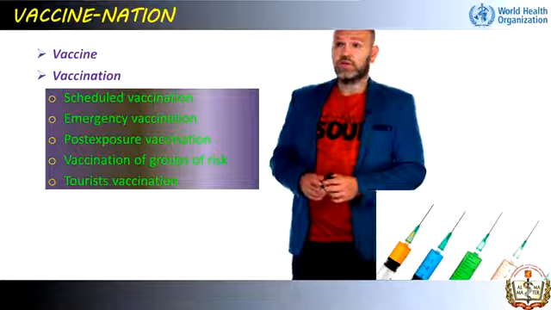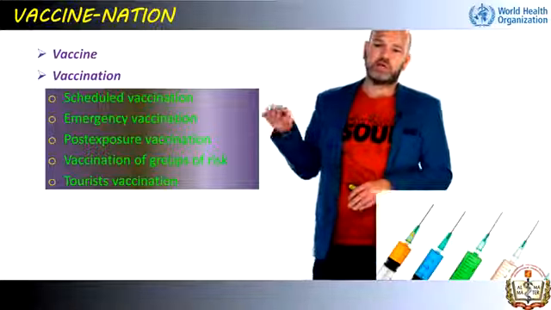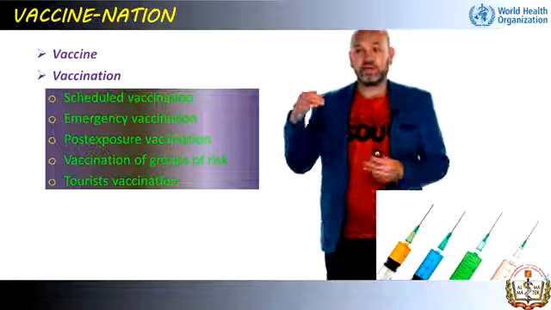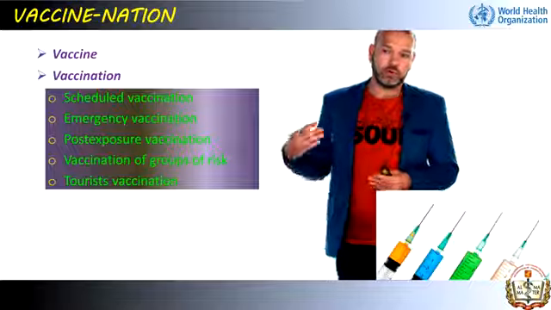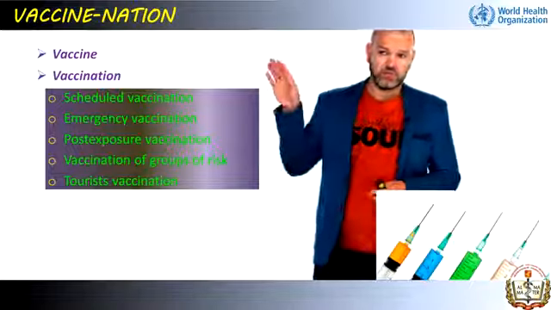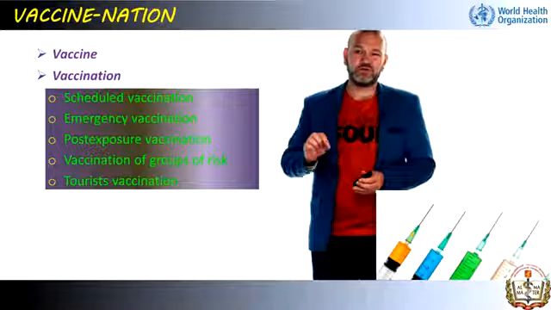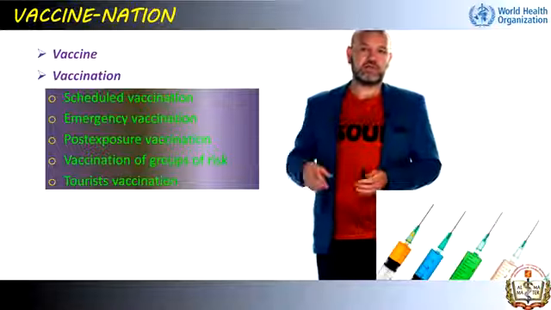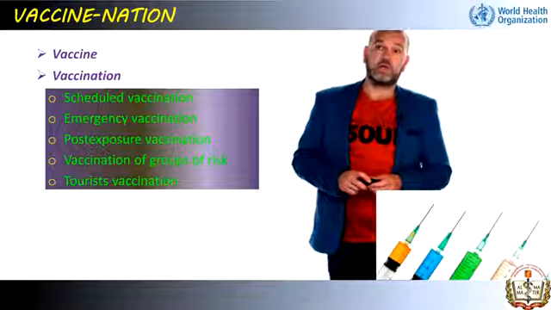One more thing you should know: the first four indications are mainly covered by the medical insurance of the country. The government is paying for that; you don't need to pay. For the last one, if you go on a tour as a tourist, of course you should pay for that vaccination yourself, and you should check which vaccines are required in that country.